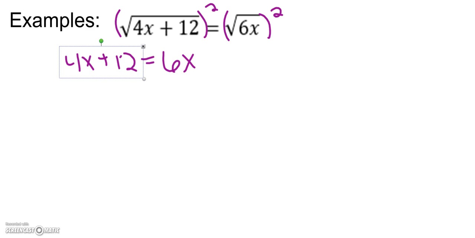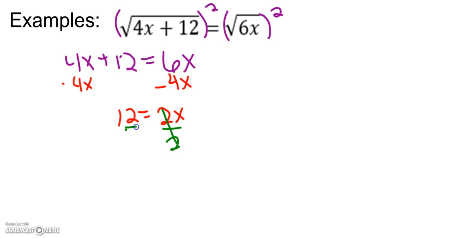And now we're going to solve for x. So that means I want to put my x's on one side and my numbers on the other. So I'm going to subtract 4x from the left. So I get 12 is equal to 6x minus 4x, which is 2x. Then my last step is to divide. So I'm going to divide by 2. So 6 is equal to x.